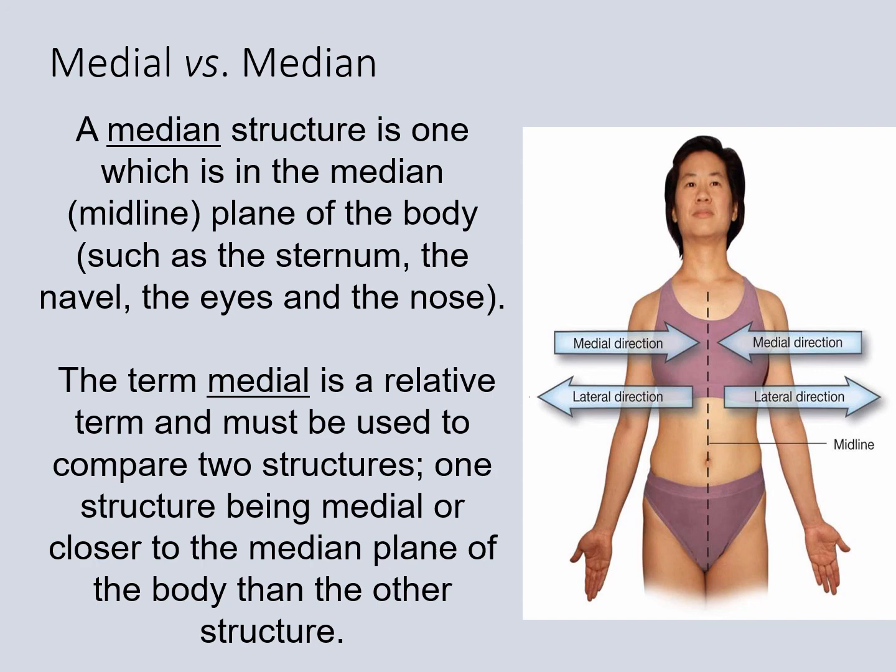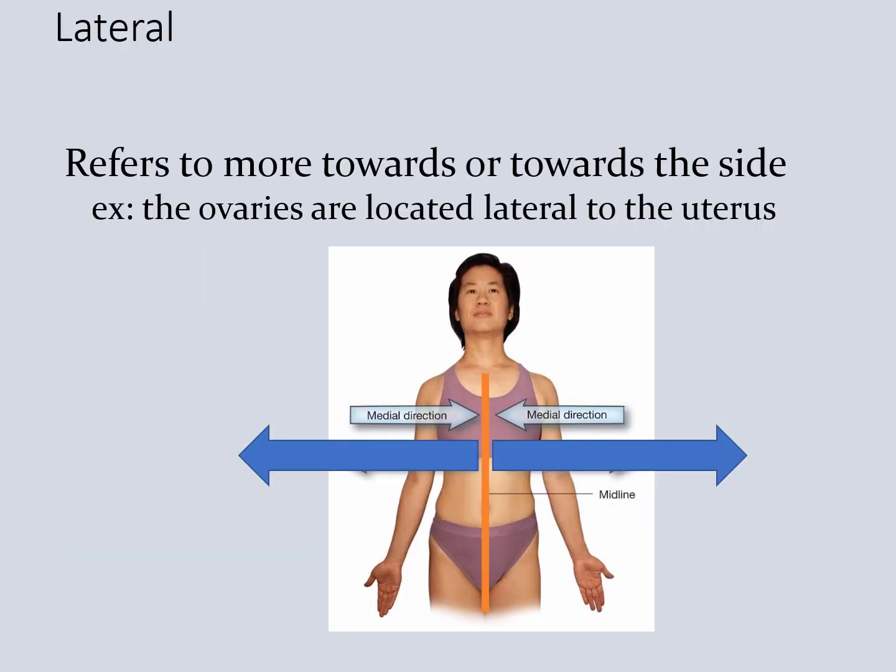And you have a midline running through you as well. You have a line that gives you even left and right halves. Something medial is located closer to that line running through the middle of the body. This would be something like your nose or your mouth. Those are both pretty medial because they're right on that midline that goes through your body. Your belly button is a good example of something that is a medial structure.